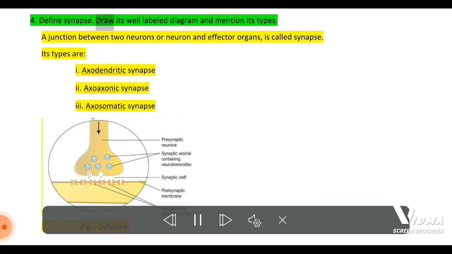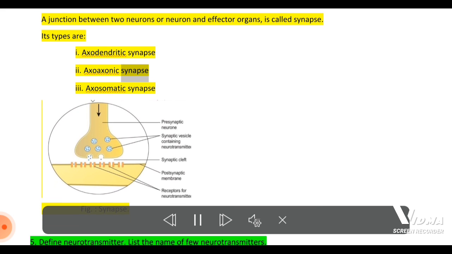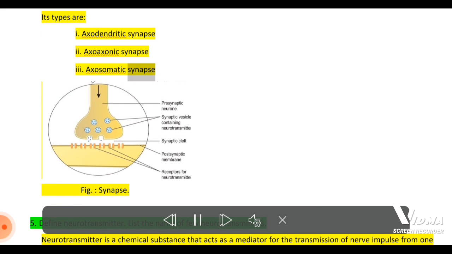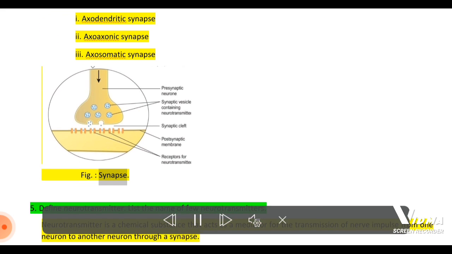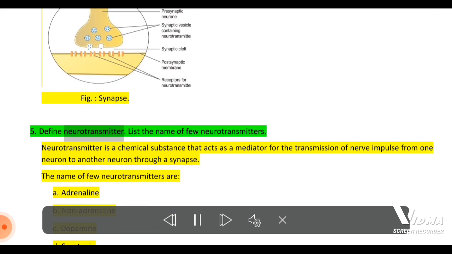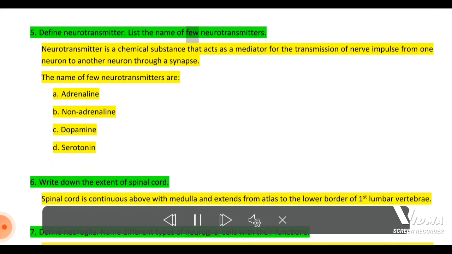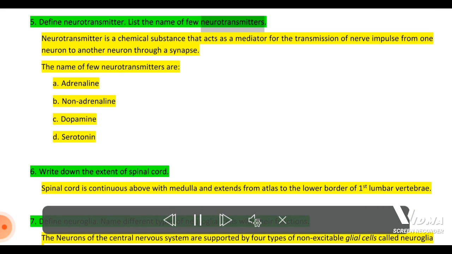Define synapse. Draw its well-labeled diagram and mention its types. A junction between two neurons or neuron and effector organs is called synapse. Its types are axodendritic synapse, axoaxonic synapse, axosomatic synapse. Fig. Synapse.